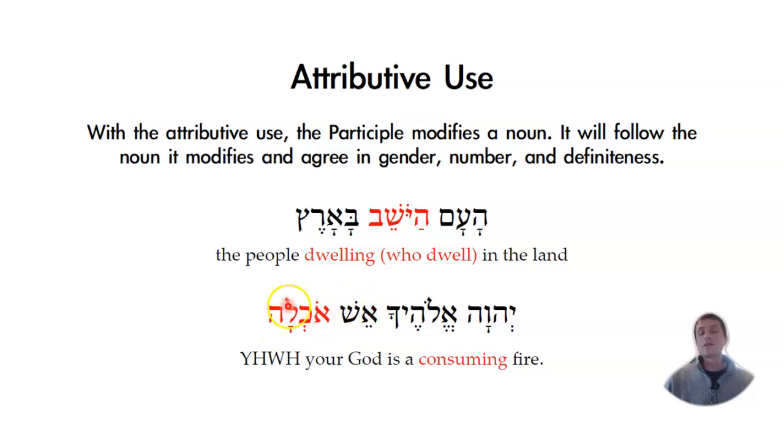And here it's functioning just like an adjective. Yahweh, your God, is a consuming fire. Okela means consuming, or an eating fire. Fires eat in Hebrew, so it's an eating fire, a consuming fire. So Yahweh, your God, is a consuming fire.